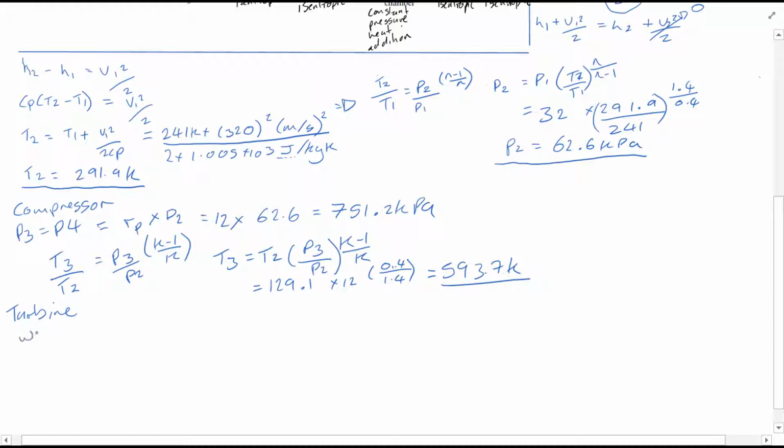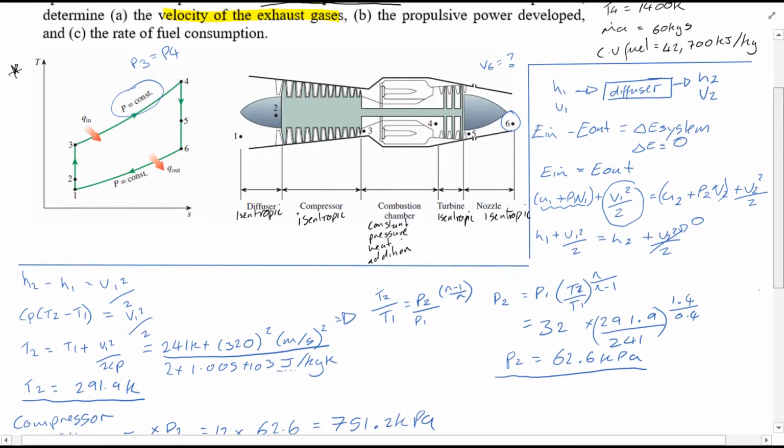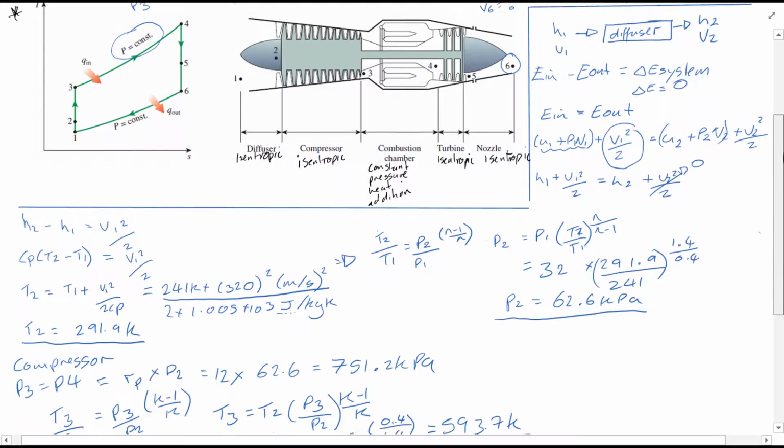Now looking at the turbine, we know that as we previously stated, the work into the compressor is going to be equal to the work out from the turbine, since this is the jet propulsion cycle, so we know that H3 minus H2 is equal to H4 minus H5. Of course, when you look back at the diagram, you can see that quite clearly.